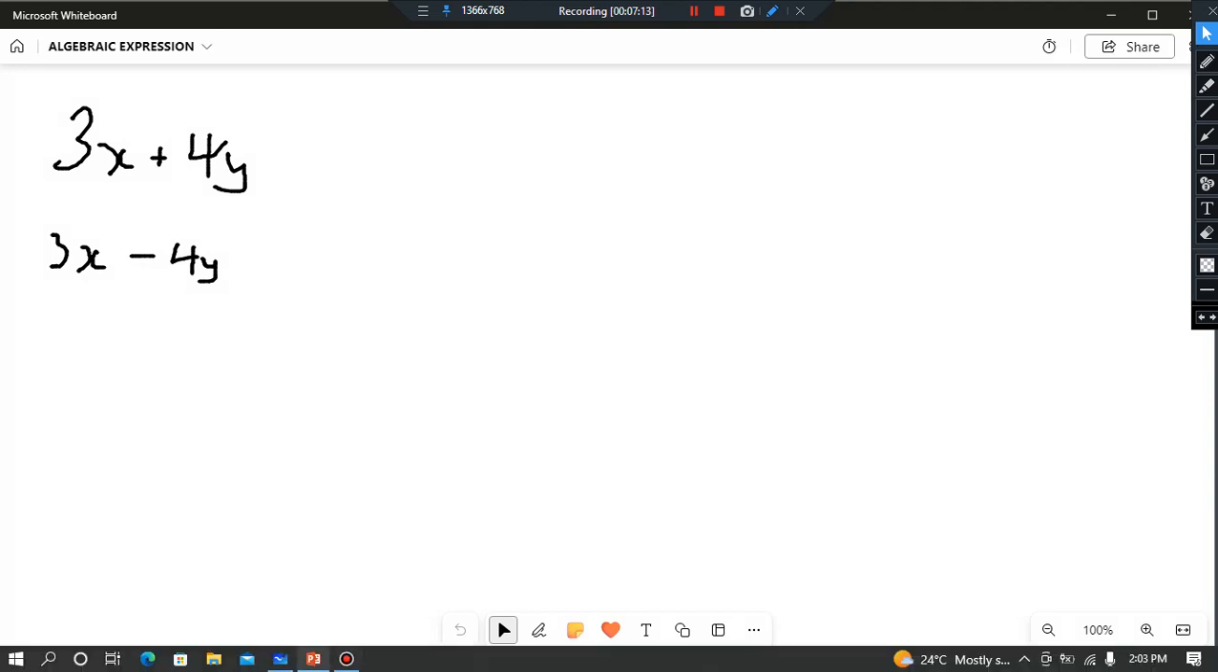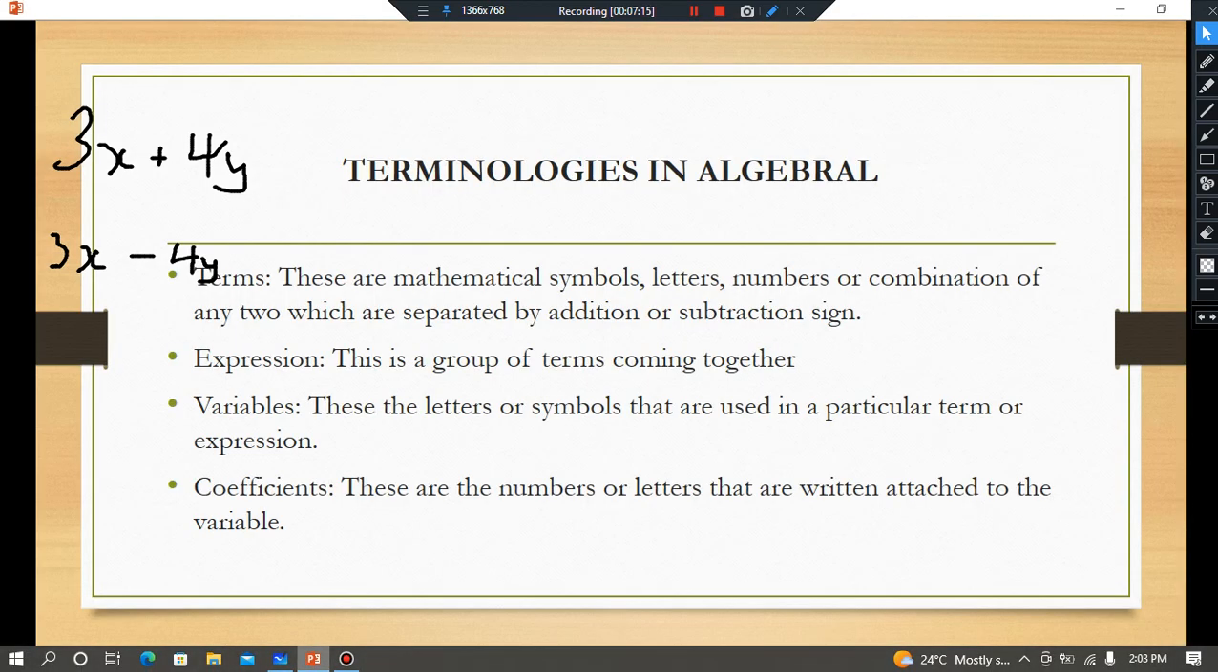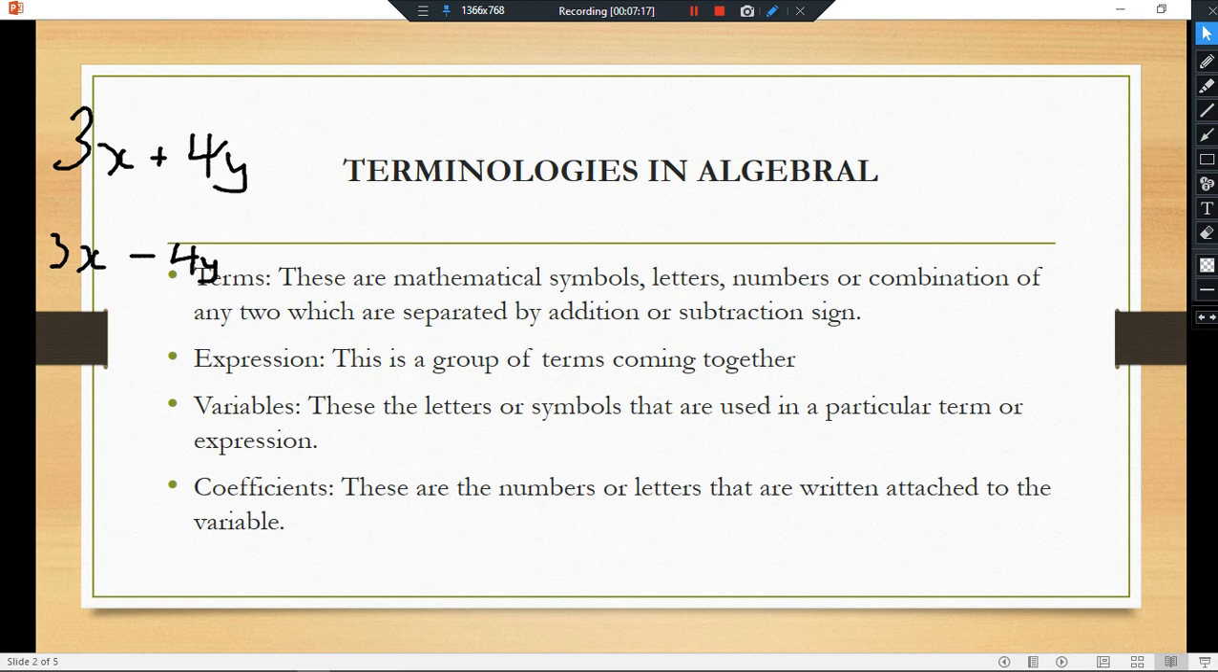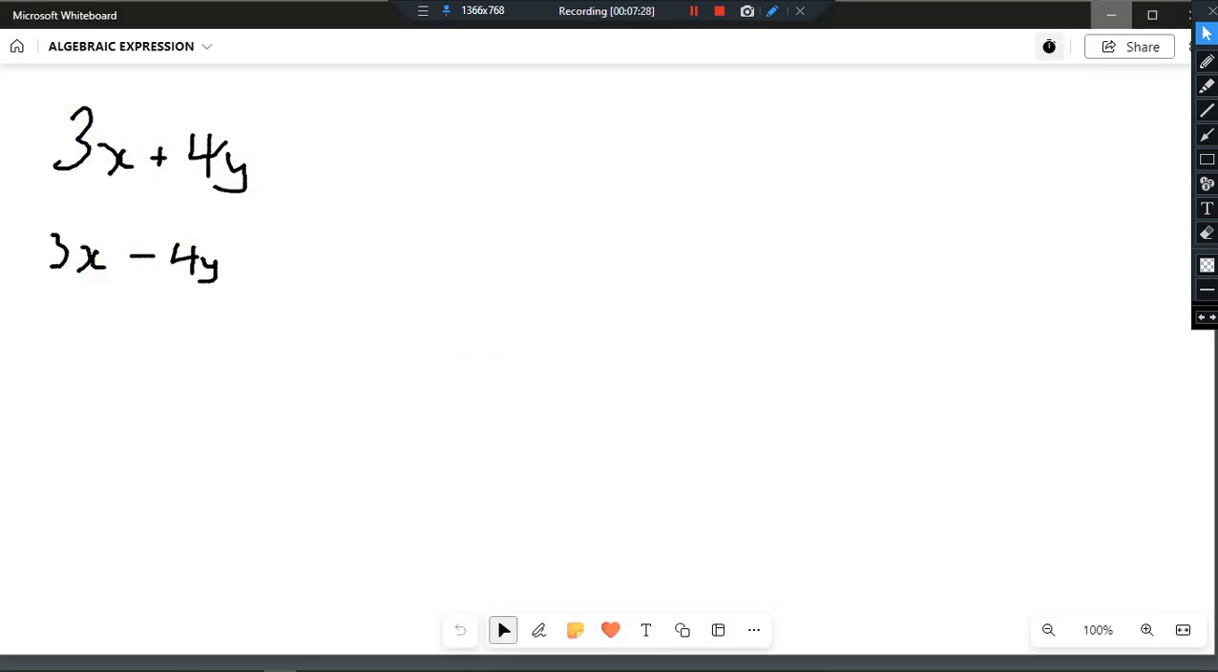Let us also look at another terminology here, which is called an expression. An expression is a group of terms which are brought together. Let us look at this. When I bring 3x plus 4y, there are 2 different terms and they are brought together. So we can call this an expression, specifically an algebraic expression, because there are letters.